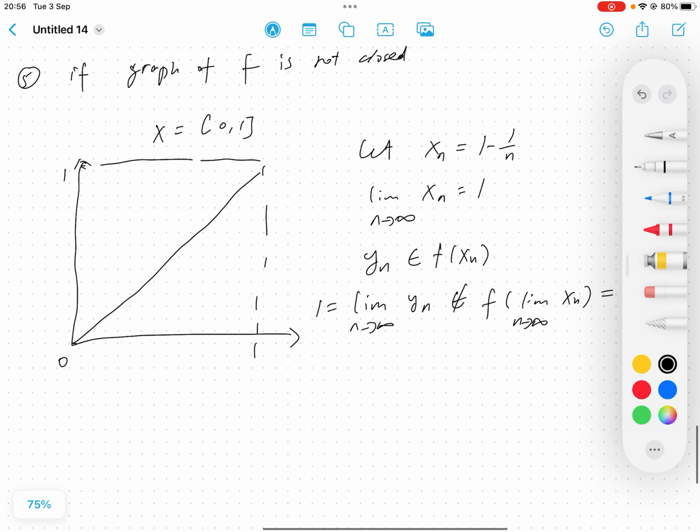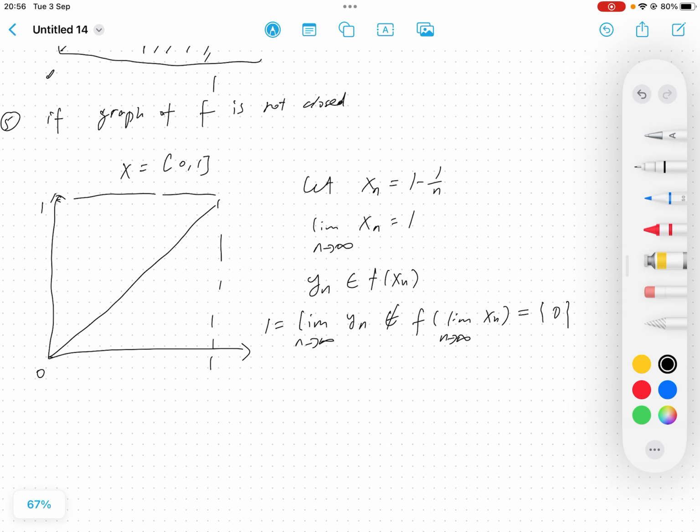We can see from this picture that the limit of y_n is 1 here, but we have this as an empty circle, because the limit of x_n with this correspondence, the output is just 0 here, because of this sequence. So it is because the graph of f is not closed. All right, so then we can see that those conditions are all necessary.